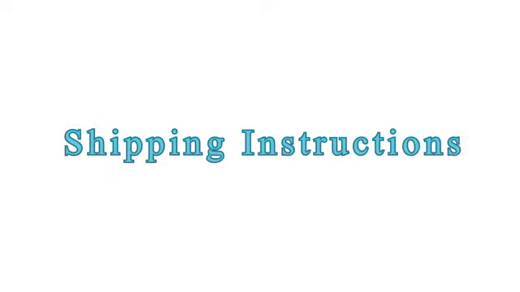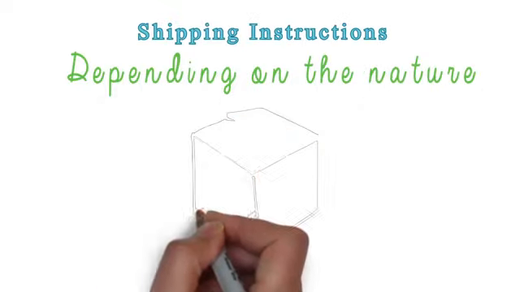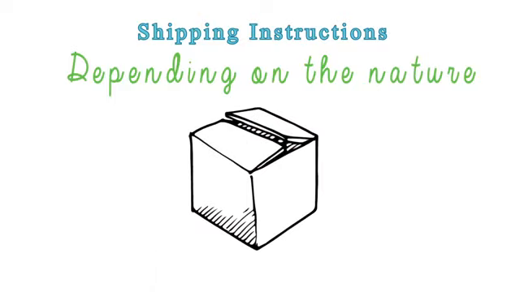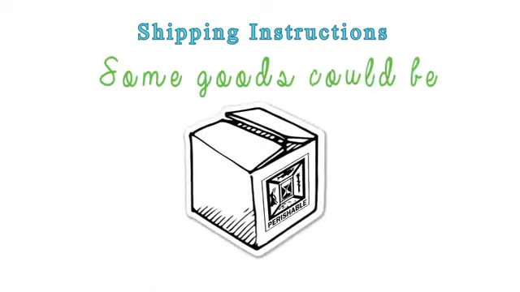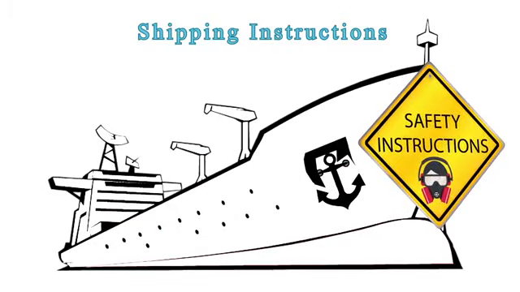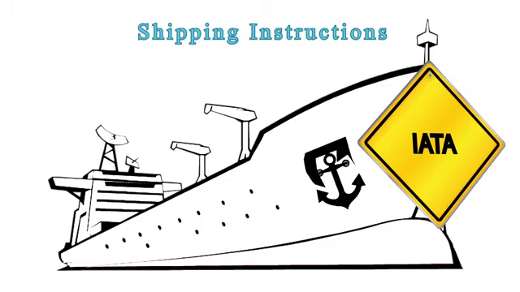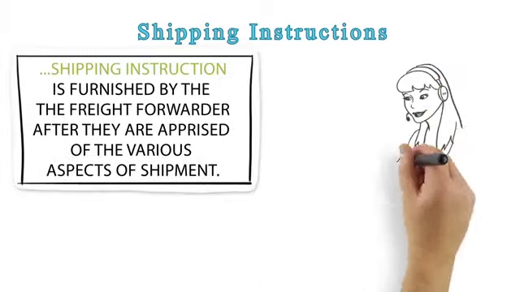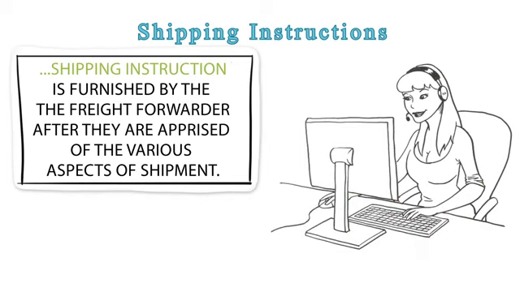Shipping instructions. Depending on the nature of the goods, it has to be shipped under specific instructions. Some goods could be perishable, flammable, corrosive, biohazardous, toxic, pathogenic, or allergenic. So, they have to be shipped under appropriate safety instructions as per various international conventions like HAZMAT, IATA, FIATA, SOLAS, etc. Shipping instruction is furnished by the freight forwarder after they are apprised of the various aspects of shipment.